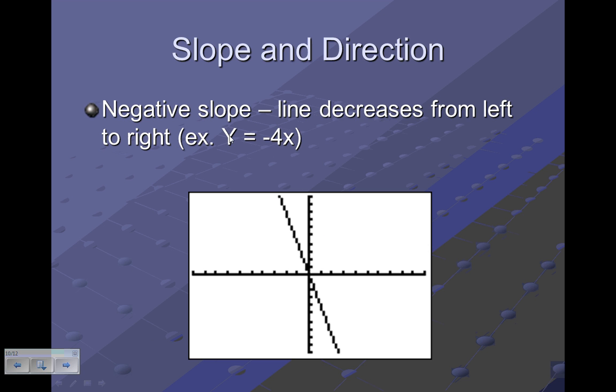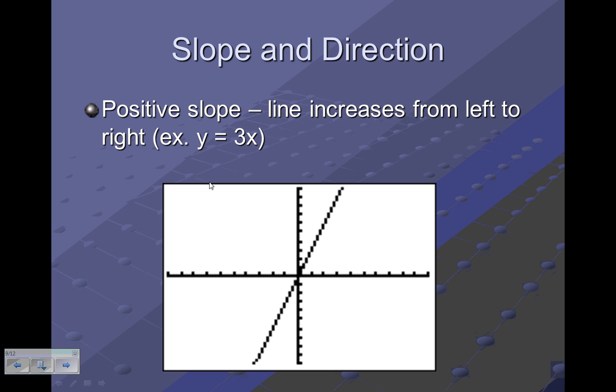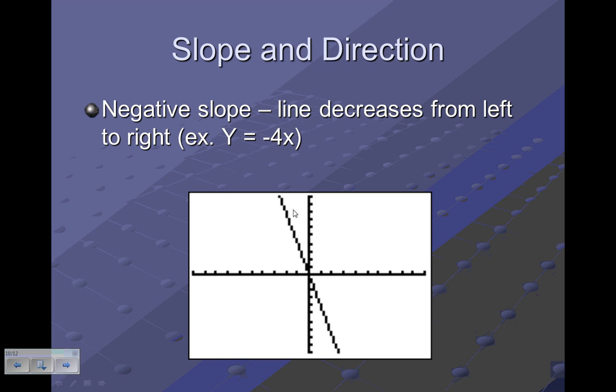The negative slope. The line decreases from left to right. See how it's going down? Now, look at my slope. My slope is negative right here. So that means that my line is going to be going down. If I go back here, let's look here. This 3 is positive. That's what's making this a positive slope. This negative 4, again, I just said negative. That slope is negative. It's going down.